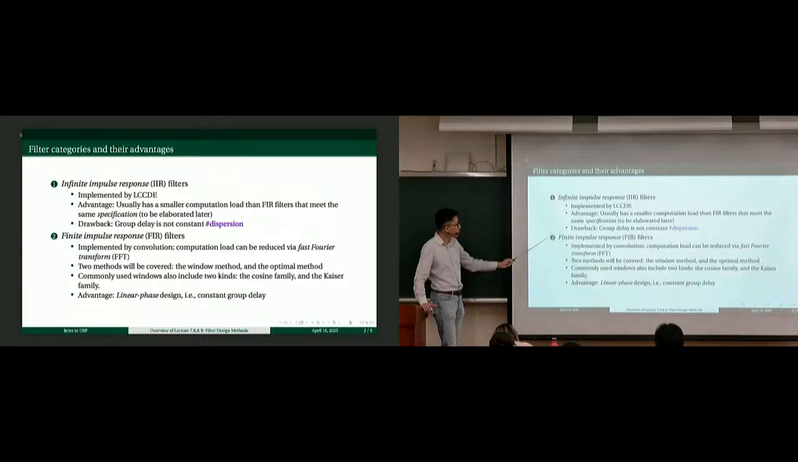A finite impulse response means the opposite. If a filter has an impulse response with finitely many non-zero samples, starting from time 0 and ending at time 100, that's a finite impulse response. If the length of the impulse response is finite, then we call it an FIR filter.